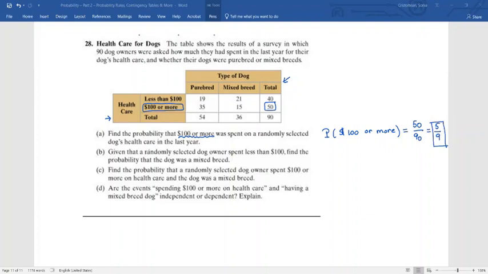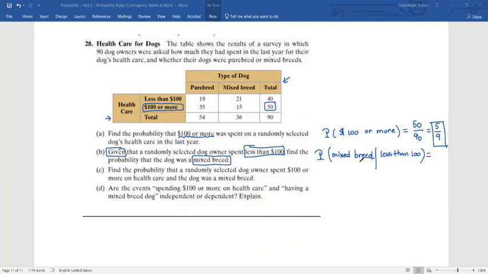The second question, given that the randomly selected dog owner spent less than $100, find the probability that the dog was a mixed breed. We have a condition here given, okay? So be aware of these keywords. And we are looking for less than $100 and a mixed breed. So let's see, how do we write this down using the corresponding symbol? So the probability that the dog was a mixed breed, I'll write down in words, mixed breed, given that the owner spends less than $100. So this is how it looks like.